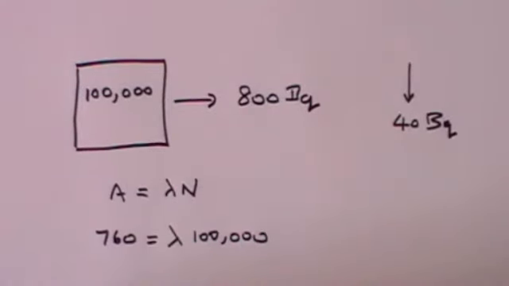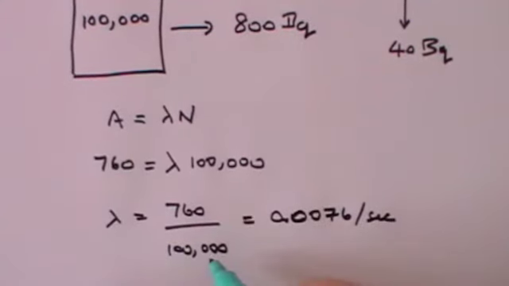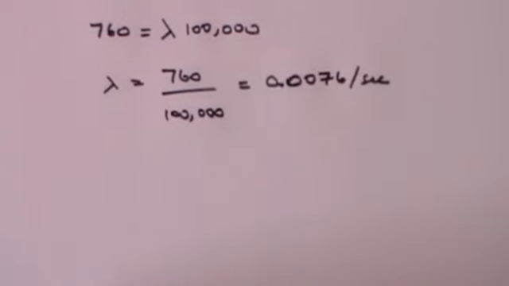And if you do the sums, you'll simply see that lambda is 760 divided by 100,000, and that equals 0.000076 per second. Oh, sorry. Let's do that again. Lambda is going to be 760 divided by 100,000, which is 0.0076 decays per second. So that's lambda. Now we need to find the half-life.